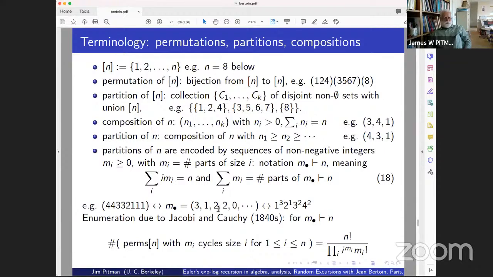There's a very famous enumeration, which was due to Jacobi and Cauchy in the 1840s, that if you have any partition of n, you can write down how many permutations there are with a given number of cycles of particular sizes. And it looks awfully like the formula for n choose k, and basically the derivation of it is combinatorially just like the derivation of the formula for n choose k. It's a sort of double counting argument that most people will be familiar with. And the main point is there's a simple explicit formula for the number of permutations which map to a given partition.